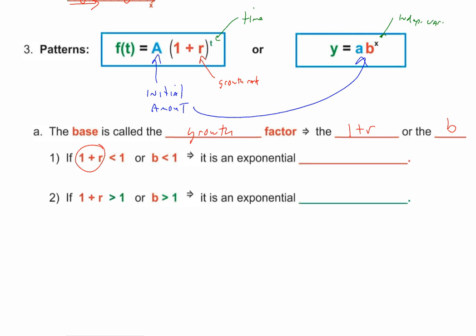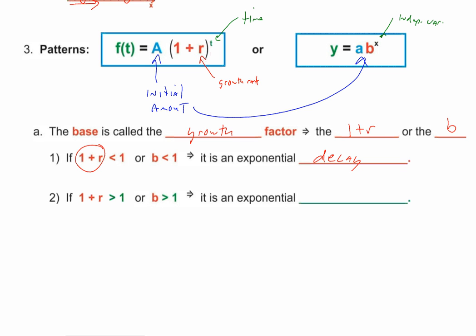So whenever 1 plus R is less than 1 or B is less than 1, it's got to be an exponential decay. Because if you can't think, you can certainly see the color, all right? It's decay. Again, you're getting smaller. Take the exponent 3. Again, use the 1/2 example. That's between 0 and 1, less than 1. And 1/2 to the first power is a half. But 1/2 squared is 1/4. We're getting smaller.